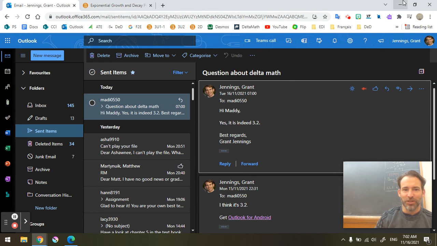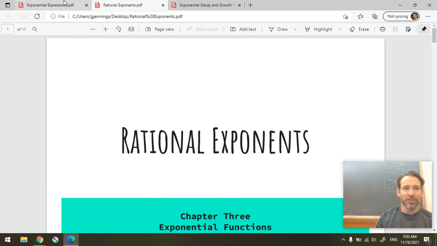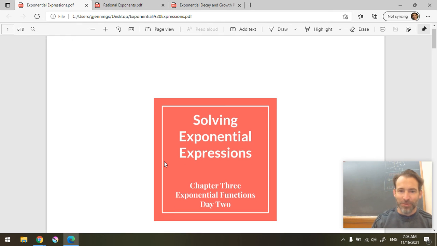edition. We're just going to do some light exponential growth and decay, some rational exponents, and some exponential expressions to get us started. These are the examples that we had in our lessons yesterday, and I hope they help you get ready for Wednesday's quiz.